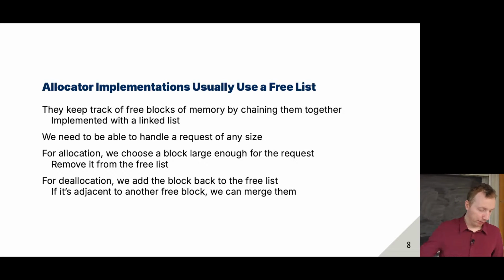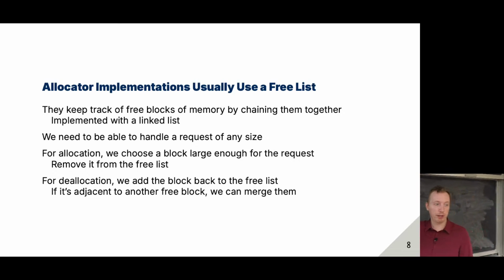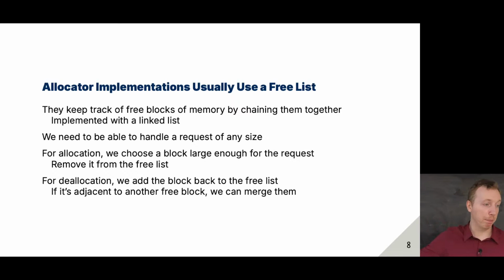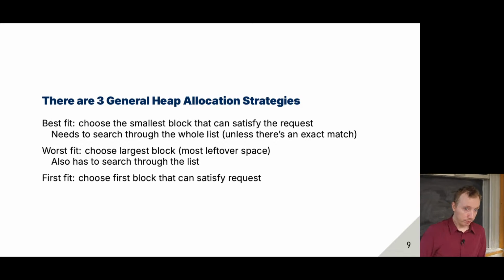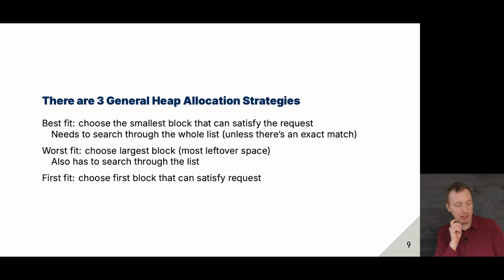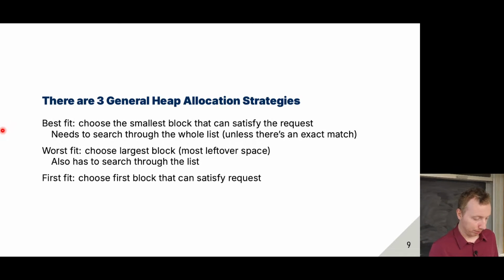So for allocation, whenever someone requests more memory, you just choose a block in your free list large enough for the request, remove it from the free list, and maybe split it into parts. And then for deallocation, you would just add the block back to the free list. If it's contiguous to something else that is free, you can merge them together because it's now a larger chunk of contiguous memory. So, in general, there are 3 general heap allocation strategies. One is called best fit.